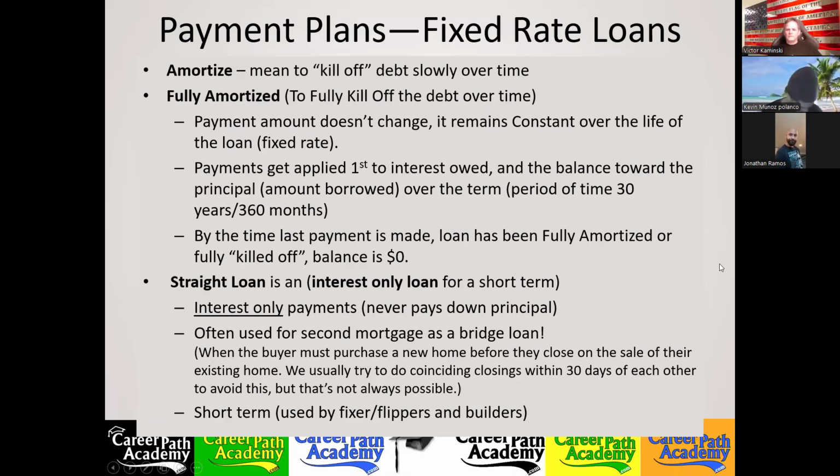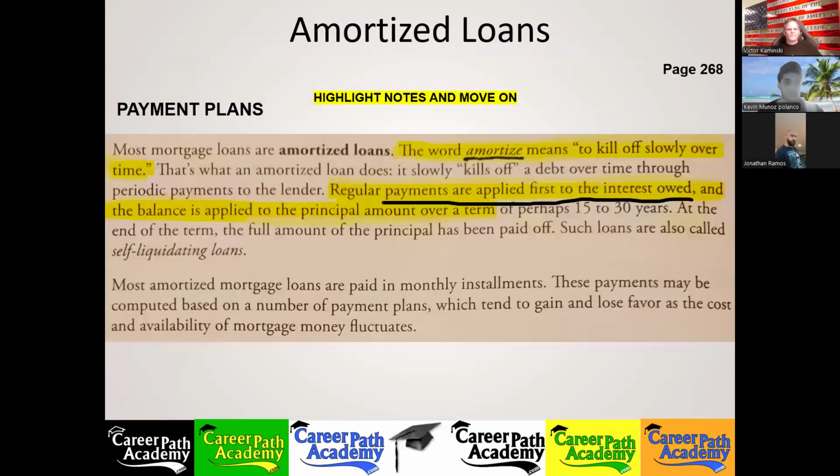All good. Okay. So let's do some highlighting of what we explained so far about amortized loans. The word amortize means to kill off slowly over time. And regular payments are applied first to the interest owed, and the balance applied towards the principal over the term, whatever the term may be.